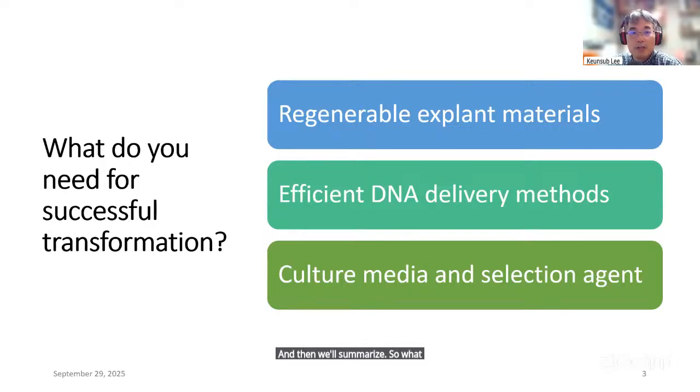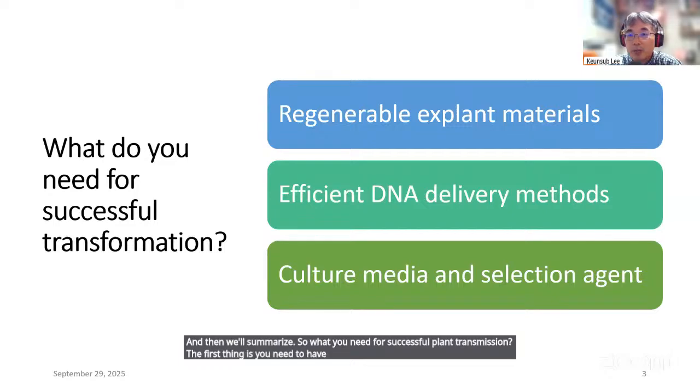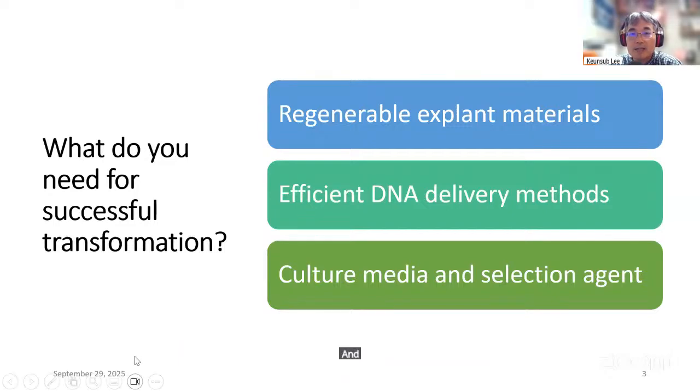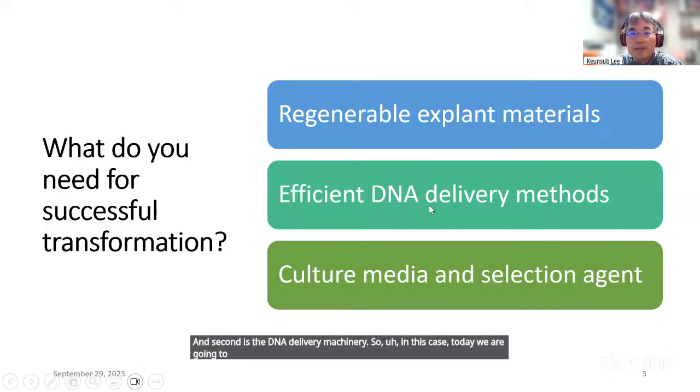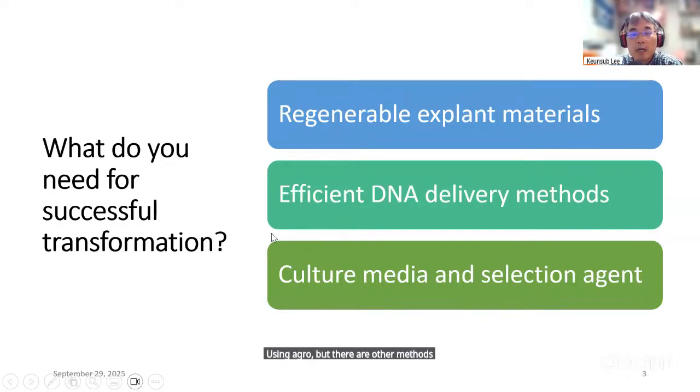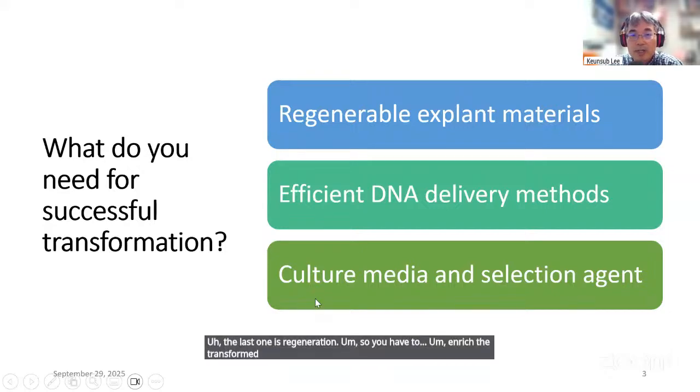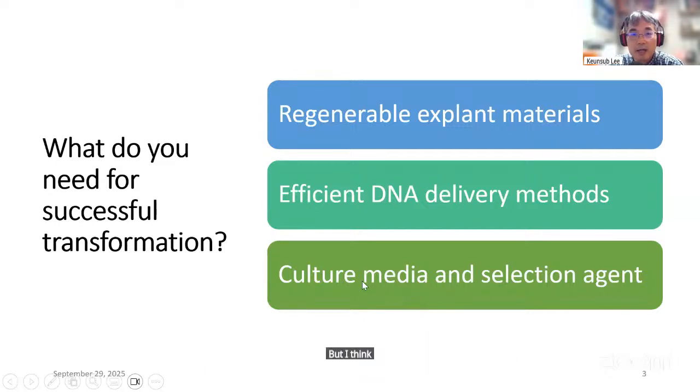So what do you need for successful plant transformation? The first thing is you need to have a regenerable explant material, and second is the DNA delivery machinery. So today we are going to talk about efficient DNA delivery method using agro, but there are other methods available, but today's topic is agro. The last one is regeneration. So you have to enrich the transformed cells and then regenerate fertile plants out of it. This is not today's topic, but I think Greg's presentation will cover some of the regeneration.